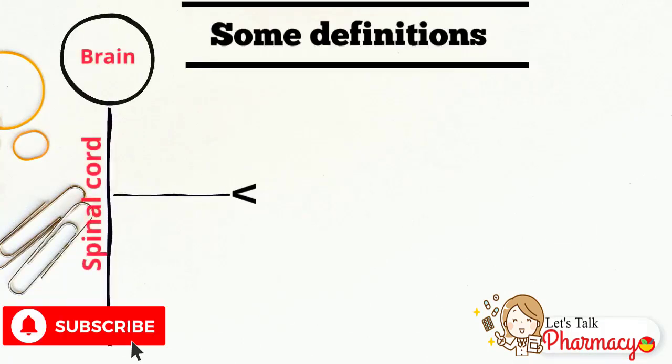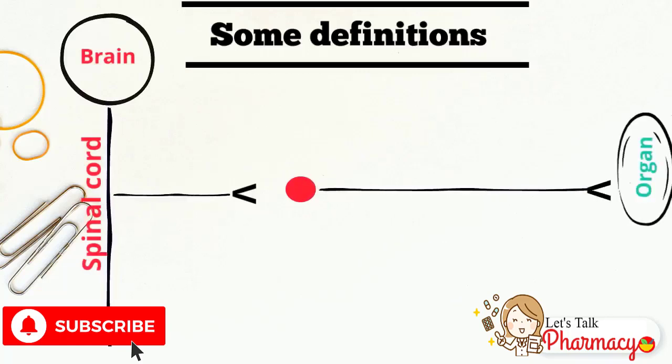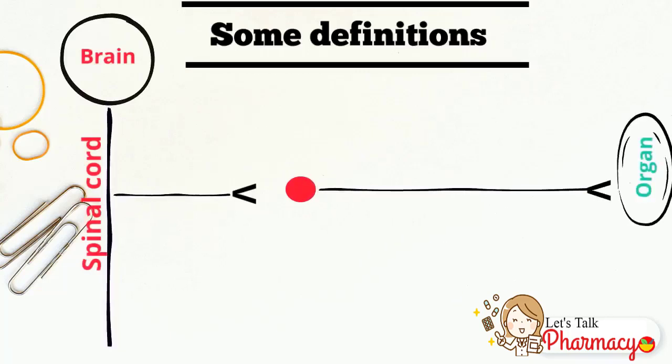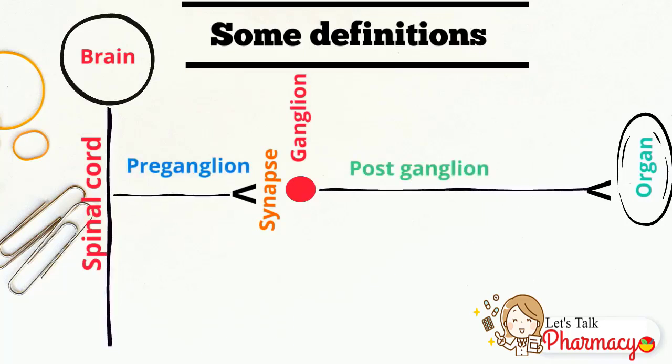Suppose that the circle is the brain, and the stick moving down is the spinal cord. The horizontal line represents an autonomic nerve, either sympathetic or parasympathetic, and the oval part here is the affected organ. The first space between the two nerves is called synapse, where the neurotransmitter acts as a messenger from the first nerve and falls on the red circle which represents the ganglia. Each ganglion consists of a group of nerve cell bodies.